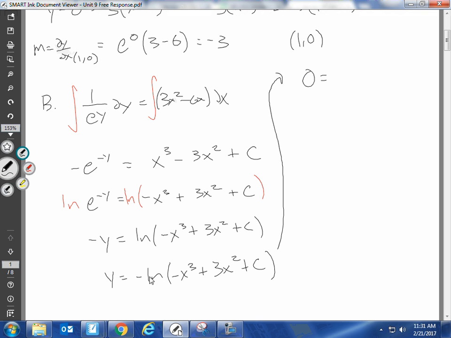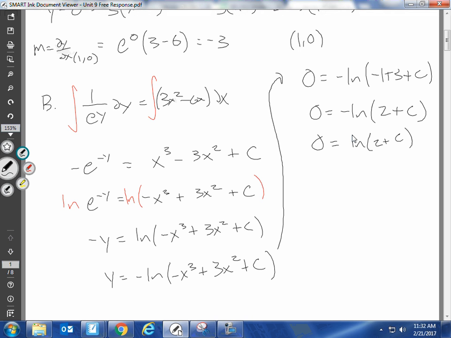Now, a lot of people get y equals negative log, negative x cubed plus 3x squared plus c, and they plug in the initial condition, and they kind of freeze a little bit. They stop at 0 equals negative log of 2 plus c. Well, there's a couple ways to do it. You could either know the value of log that equals 0, or you can just solve, right? You can take the opposite of both sides again. Well, the opposite of 0 is still 0. So I get 0 equals log 2 plus c.